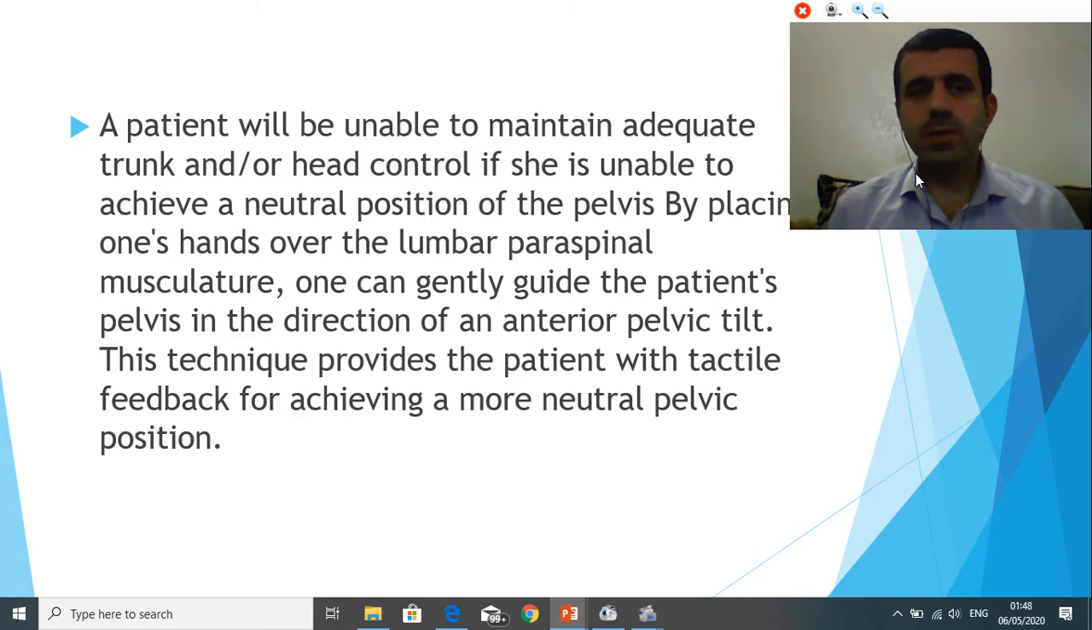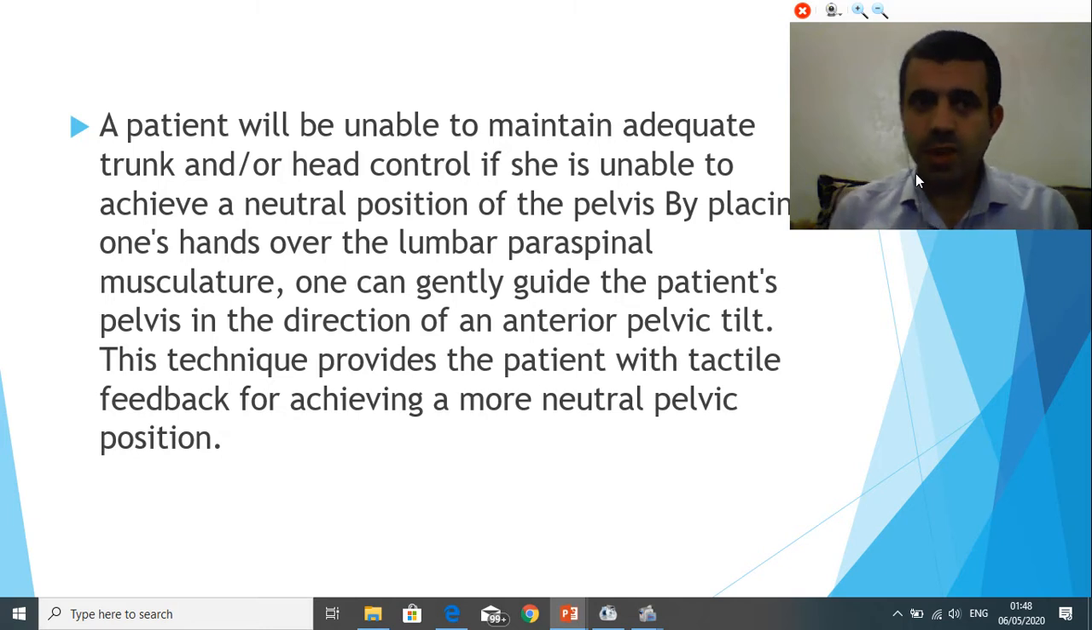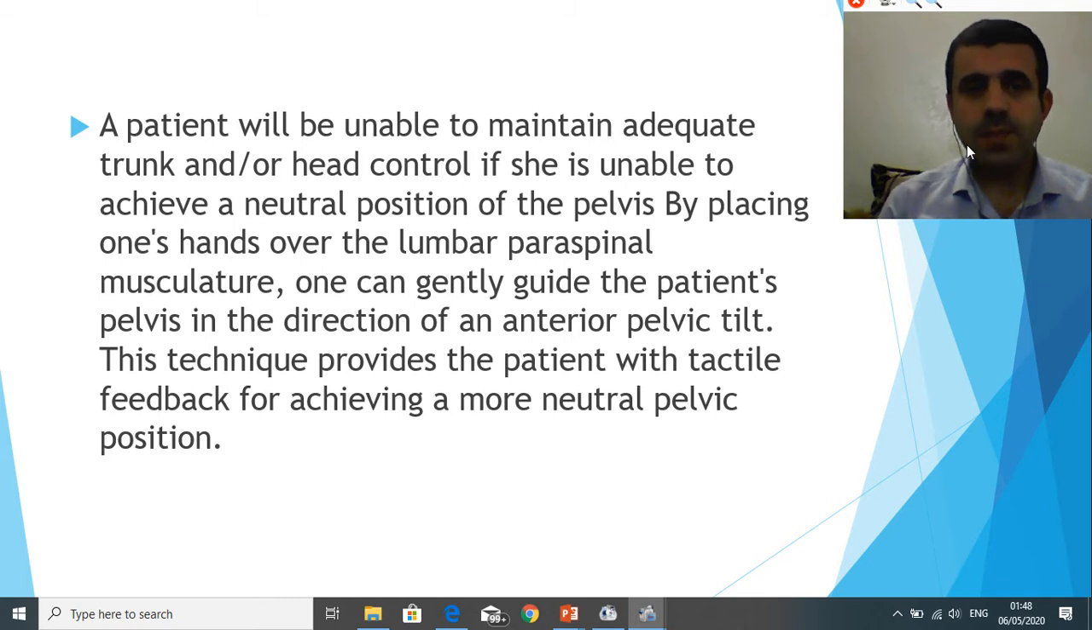A patient will be unable to maintain adequate trunk and or head control if she is unable to achieve a natural position of the pelvis. By placing one's hand over the lumbar paraspinal musculature, one can gently guide the patient's pelvis in the direction of an anterior pelvic tilt. This technique provides the patient with tactile feedback for achieving a more neutral pelvic position.